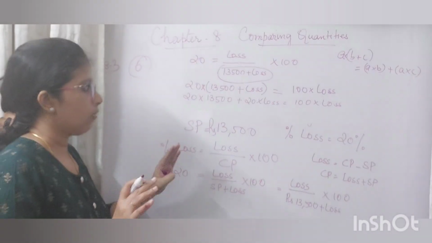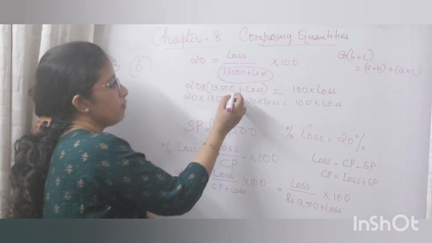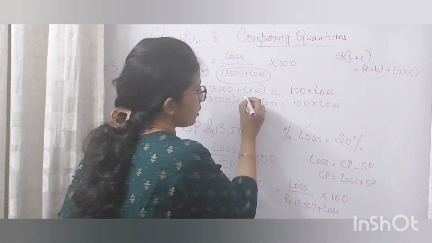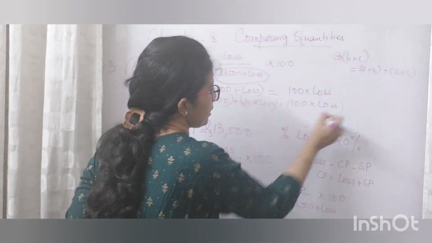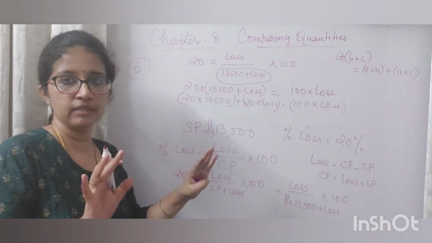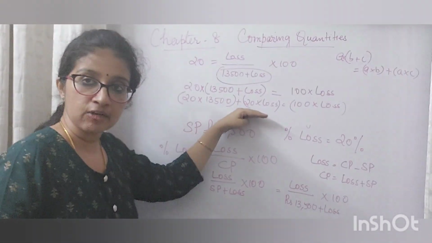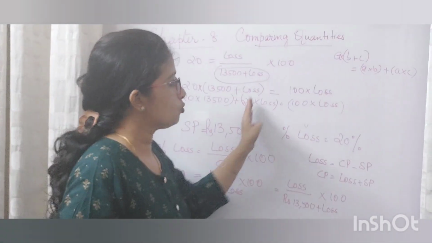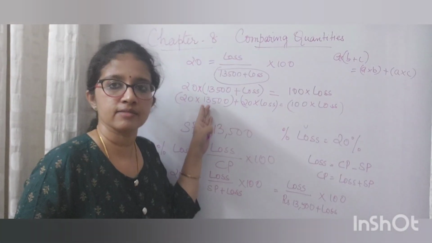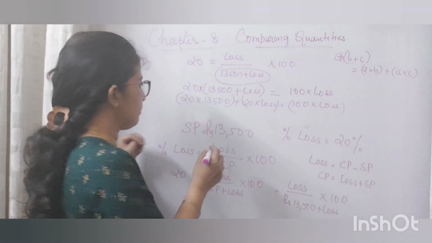Clear? Now we have one term where we have constant. Okay? And we have two terms where we have variable. And loss is the only variable here. We have to find only the loss. So what next we can do is take these two terms with loss to one side and this constant to the other side. Okay. So what will it become?